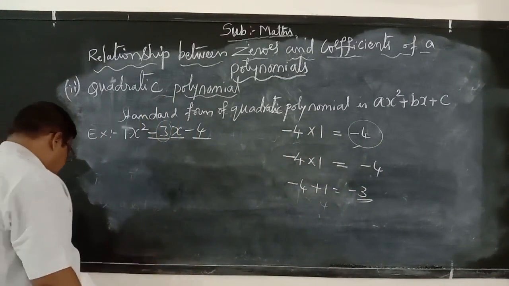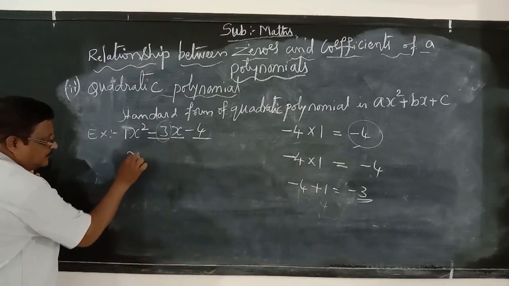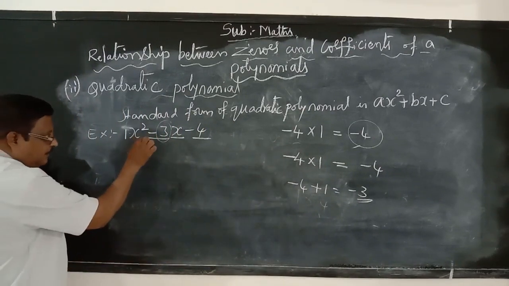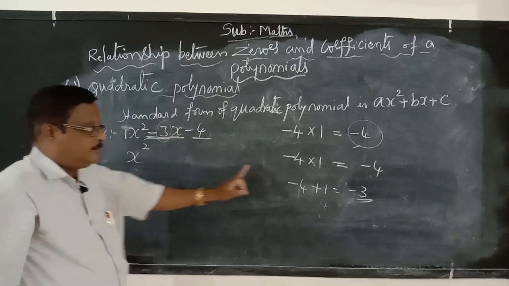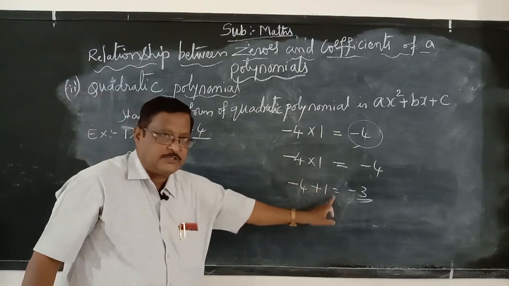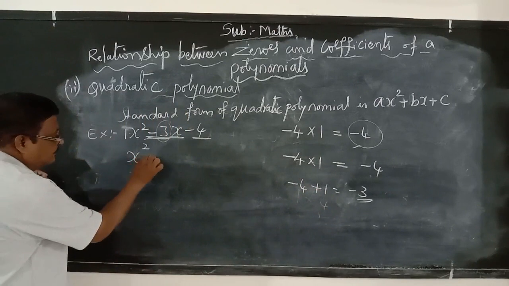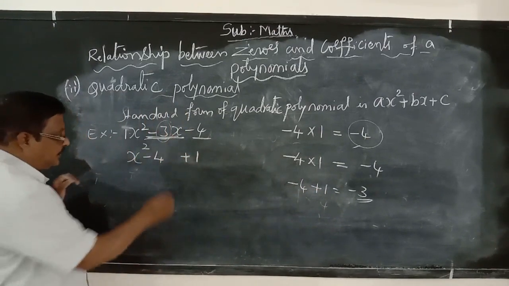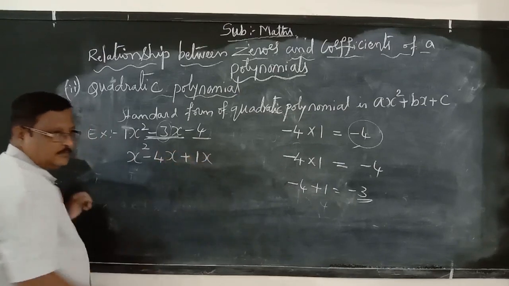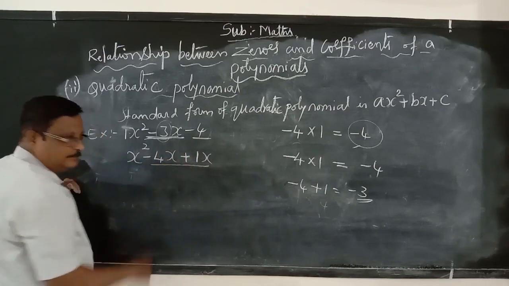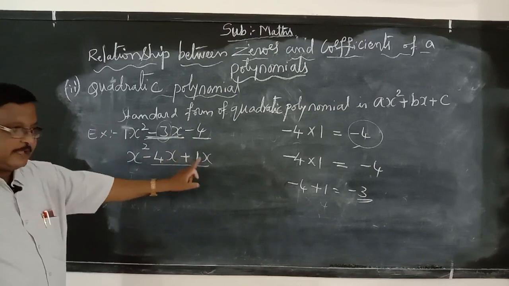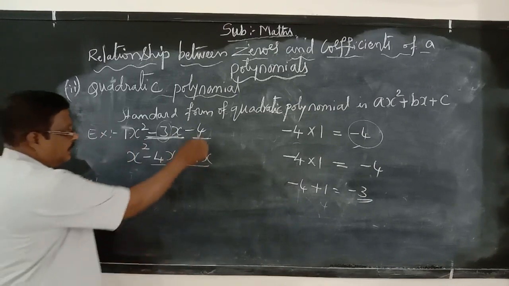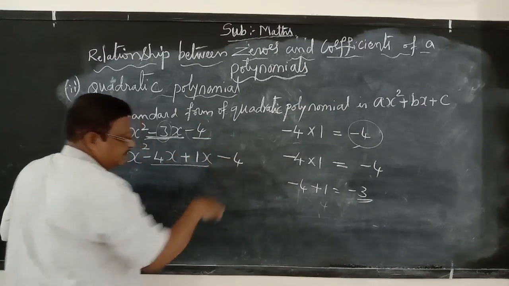Here next you come to the problem, x square first term as it is you write. For the middle term you write here minus 4 plus 1. Here minus 4 plus 1, along with x is there, we add x also. This is the middle term. Minus 4x plus 1x is nothing but minus 3x. Last term, the constant term as it is you write.